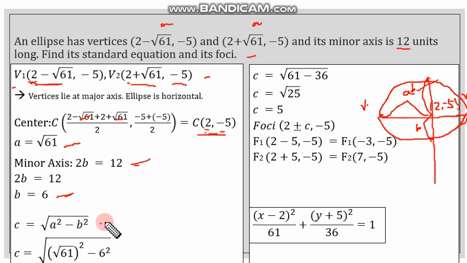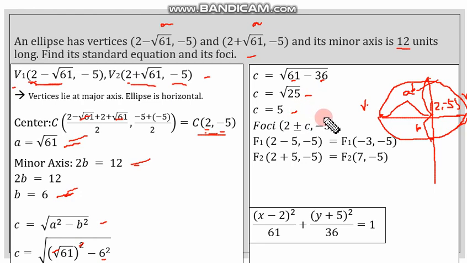Therefore, we can get the c. The formula for c is the square root of a squared minus b squared. So c is equal to the square root of the square root of 61 squared minus 6 squared. The square root and the square cancel, leaving 61, and 6 squared is 36. 61 minus 36 is 25, and the square root of 25 is 5. So our c is 5.